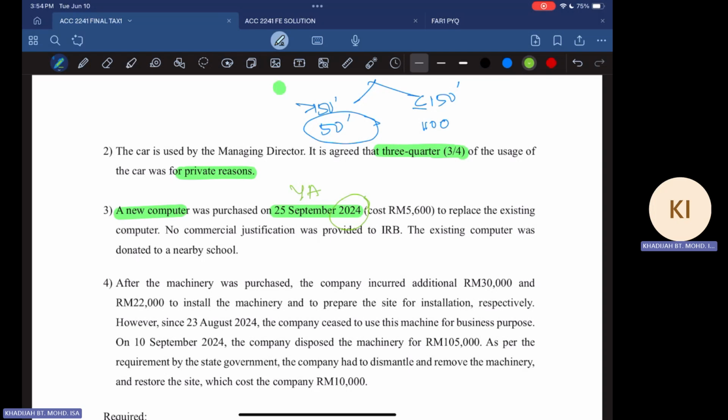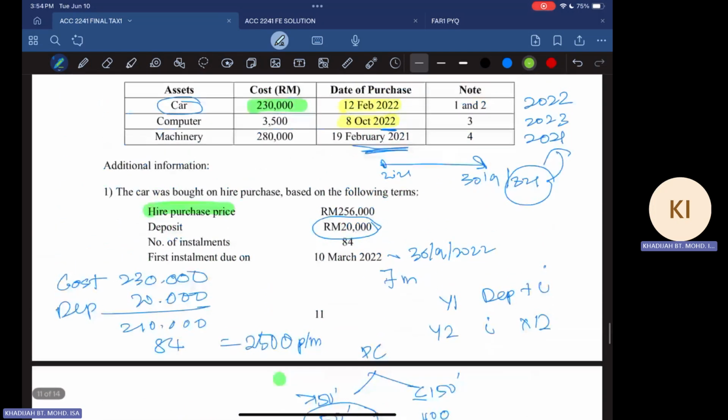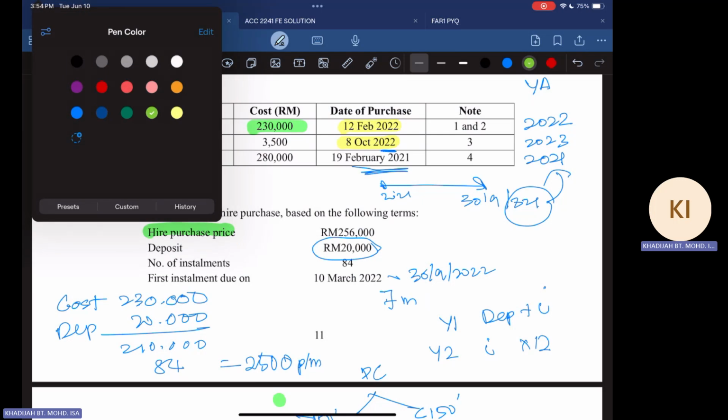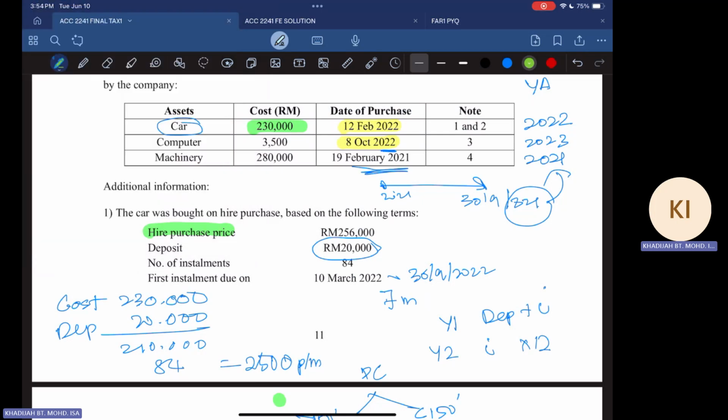That cost you 5,006 to replace the existing computer. Which is the existing computer? Note number 3 says you purchased the computer on 8 October 2022. The cost is 3,500. So it means that in this note number 3, you have two. One is the old computer, the other one is the new computer. So the old computer is disposed, a new computer was acquired.